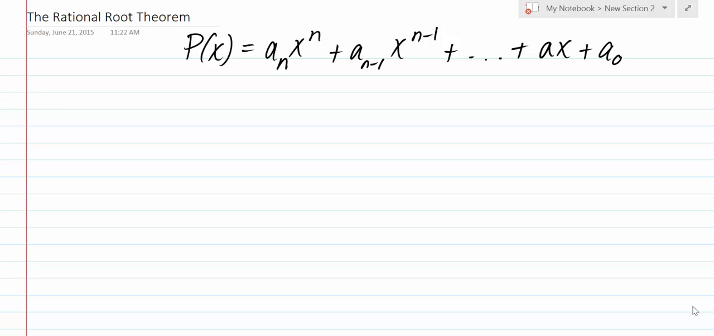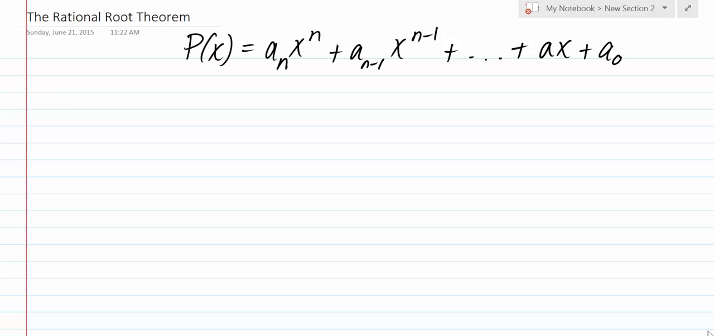Today we're going to talk about the rational root theorem, and we're going to start with this polynomial that's in general form. This polynomial that I have written down represents any possible polynomial. The rational root theorem says that if I want to break this polynomial down, if I want to factor it, I can do so by first identifying all of the possible rational roots of the polynomial.